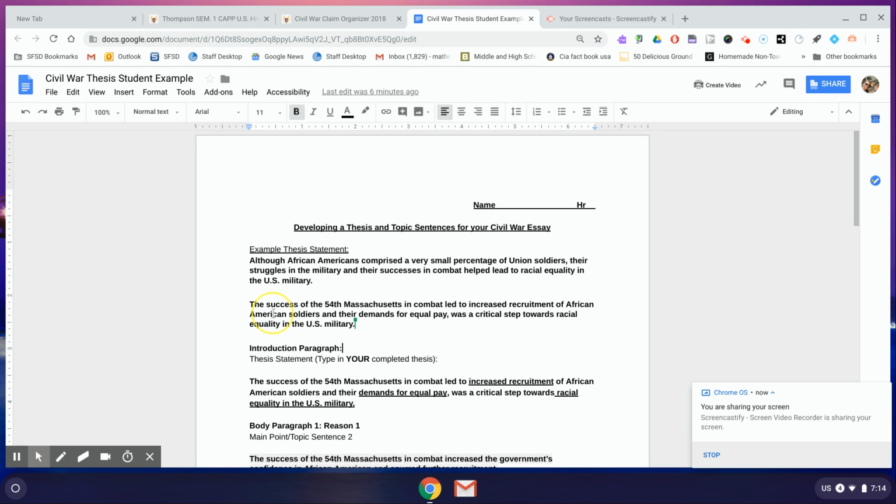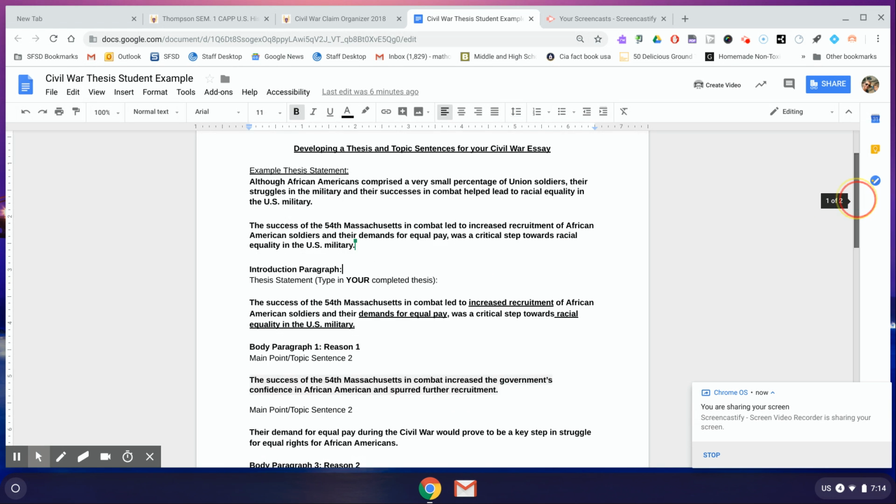Here we have the traditional organizational style thesis statement, which kind of ends up creating a list of important criteria. The success of the 54th Massachusetts in combat led to increased recruitment of African American soldiers, and their demands for equal pay was a critical step towards racial equality in the U.S. military. You can see this list. We've got increased recruitment, we've got their demands for equal pay, and we've got a critical step towards racial equality. This one a little bit more clearly defines what the main points and the body paragraphs will be about, whereas this one leaves it a little bit more broad. It's a little bit more complex.